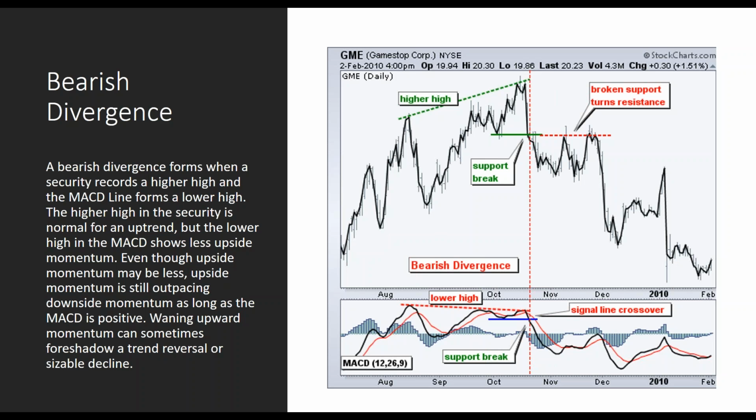A bearish divergence forms when a security records higher highs and the MACD line forms lower highs. Okay. So there is an out of sync relationship between the price movement and the MACD lines. And you see that here. So you see higher highs, which is more like an uptrend and a trend line, while the MACD is making lower highs. It's moving in almost the opposite direction.